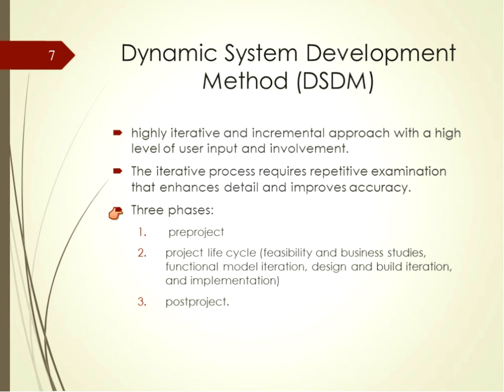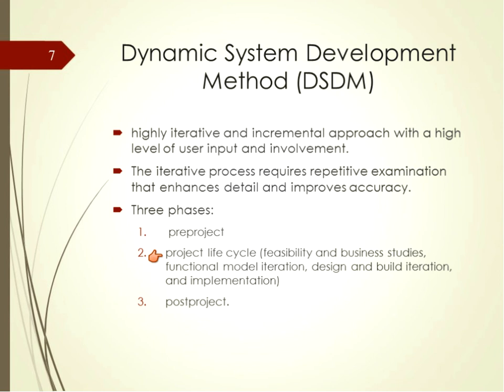The DSDM has 3 phases: pre-project, project lifecycle (feasibility, business studies, functional model iteration, design and build iteration, and implementation), and post-project. In the pre-project phase, commitment or phased buy-in is established and funding is secured. This helps to identify the stakeholders, administration, and end users and gain support for the project.